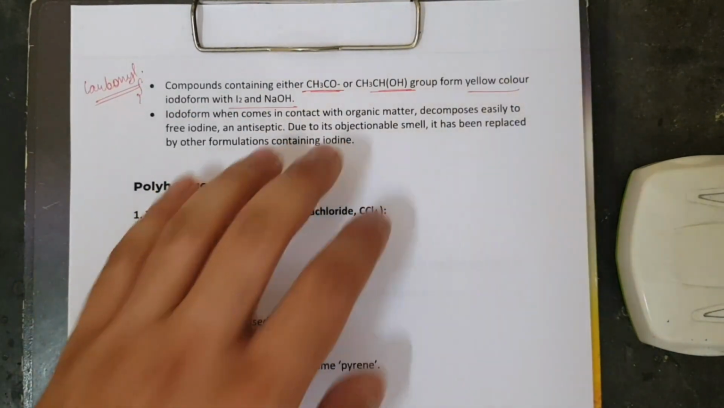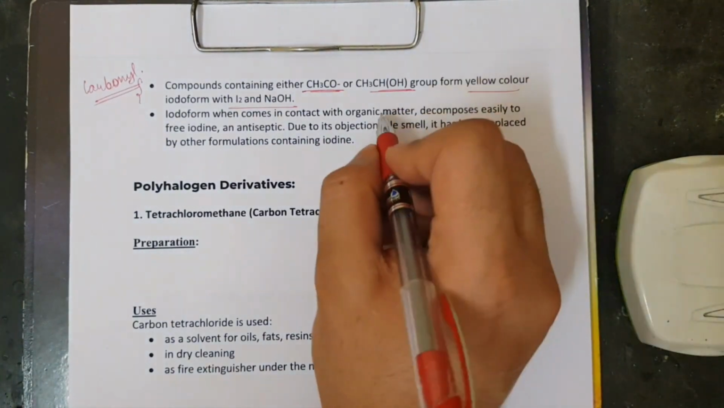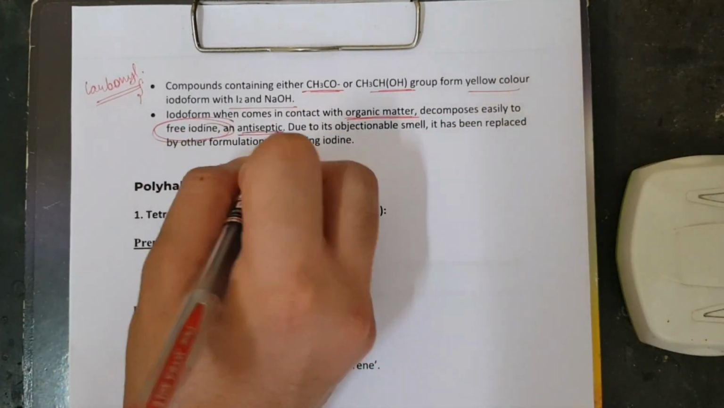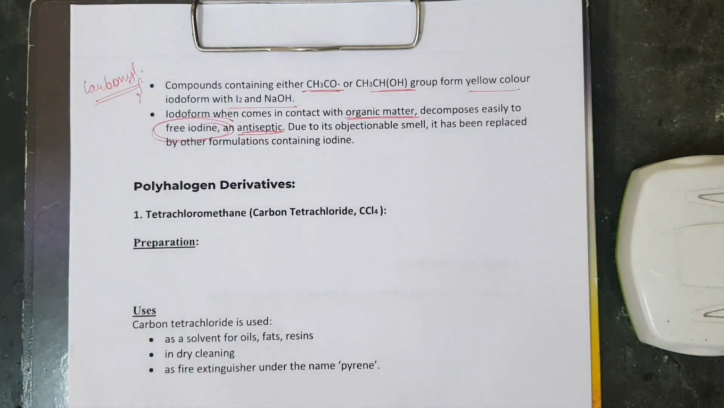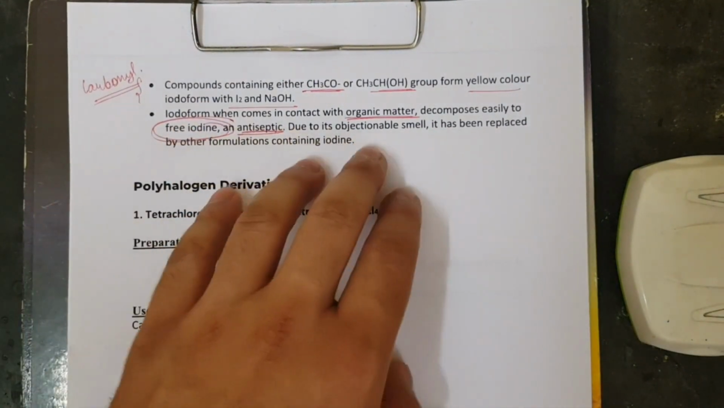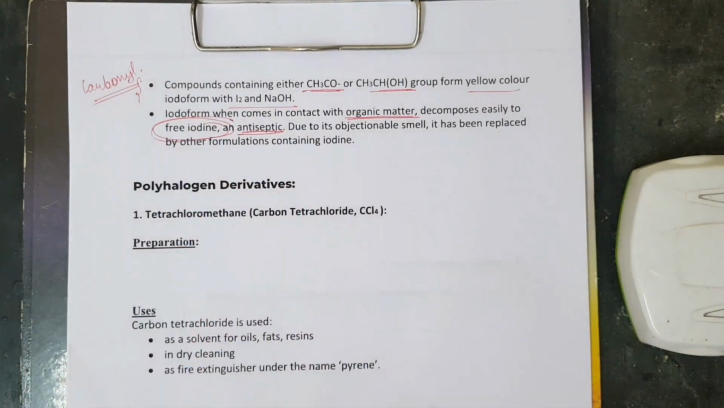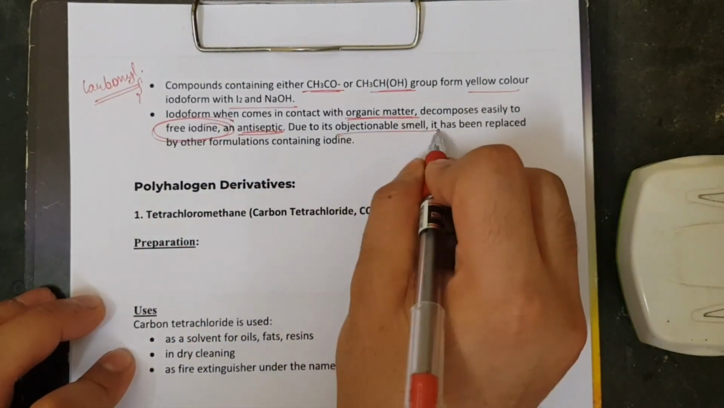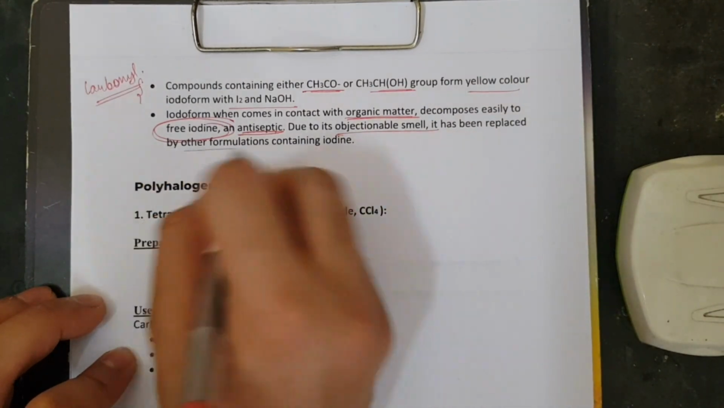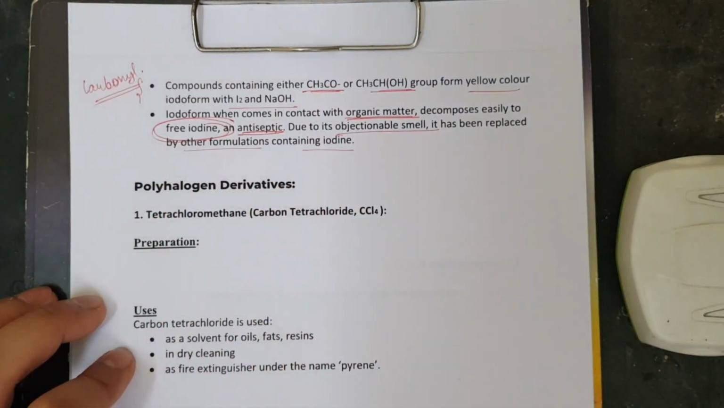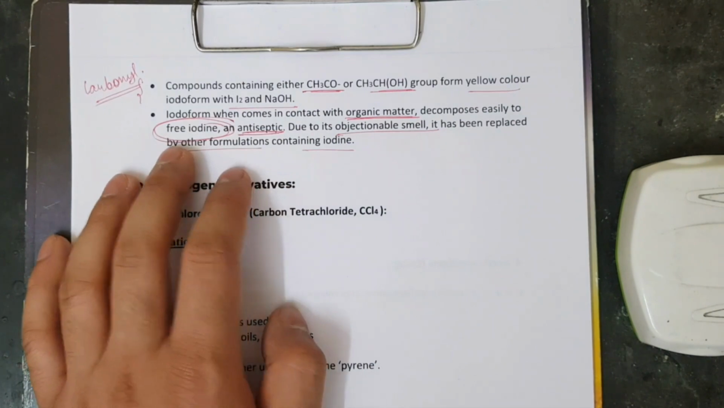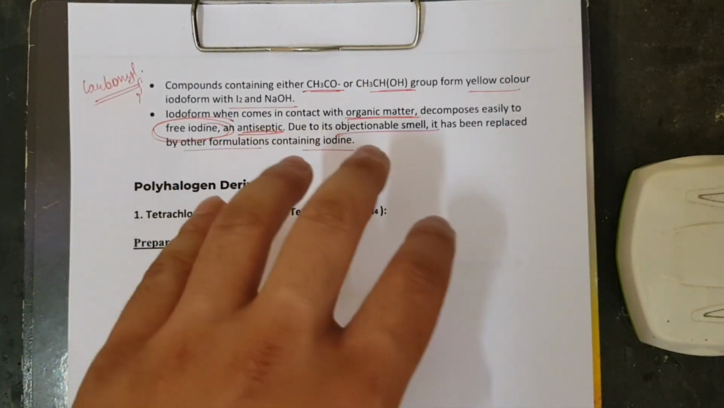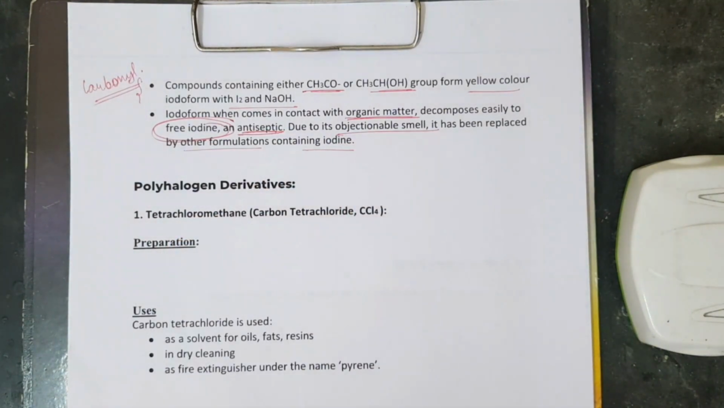Iodoform, when it comes in contact with organic matter, decomposes easily to free iodine, that is an antiseptic. Now what actually happens is that the iodine has a very objectionable smell, it smells very bad. If you have gone to the laboratory, you know it. Then it has been replaced by other formulations which contain some derivatives of iodine. Direct iodine has a very pungent smell. So that is why we take some formulations which contain iodine but have a good smell.